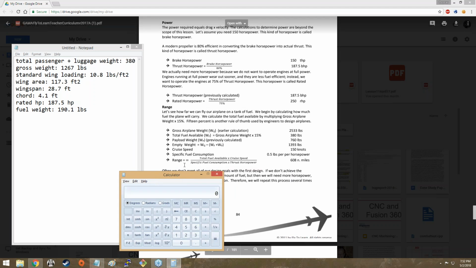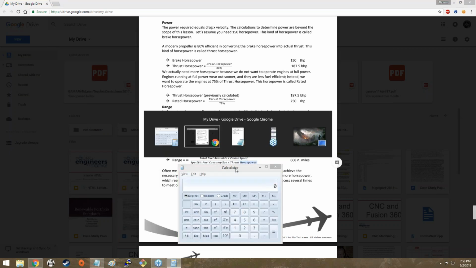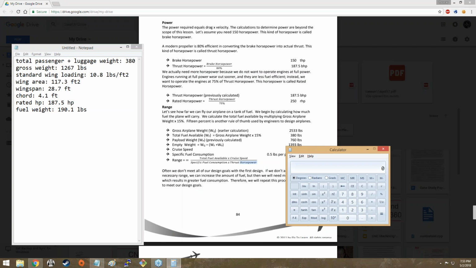Our range, however, is going to be the total fuel available, which is our fuel weight, times the cruise speed. It's going to be how fast it can go. We'll say it goes 150 knots. We don't really get that information, but we can just keep the same one. Divided by the specific fuel consumption, which is something else we're given, 0.5 pounds per horsepower, and times the thrust horsepower. So let's go ahead and do some calculations on that.